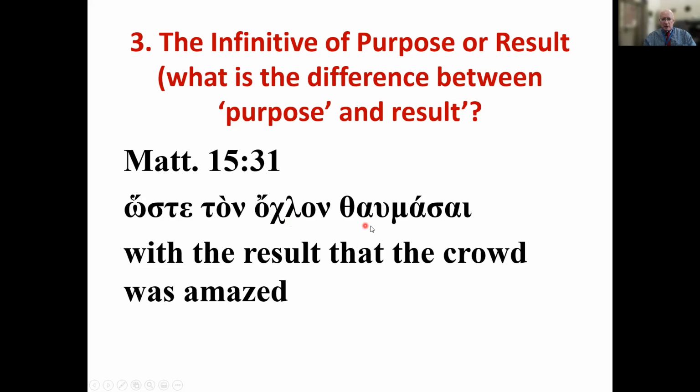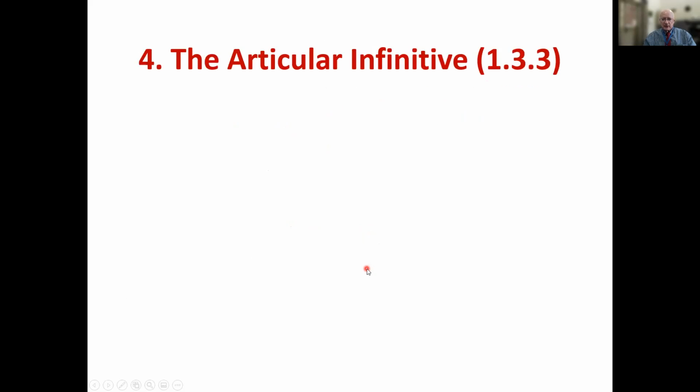Jesus did not perform miracles so that the crowd would be amazed. That was not his purpose. So that's a difference between purpose and result: as a result of his performing miracles, the crowd was amazed. It was a result and not a purpose.